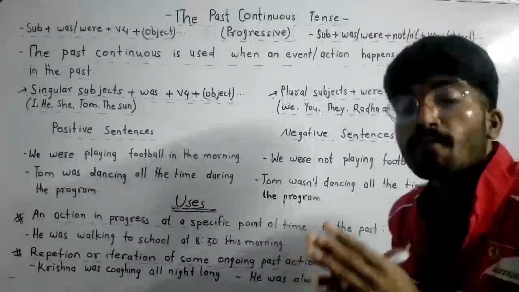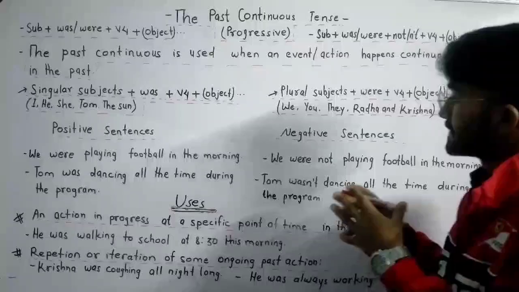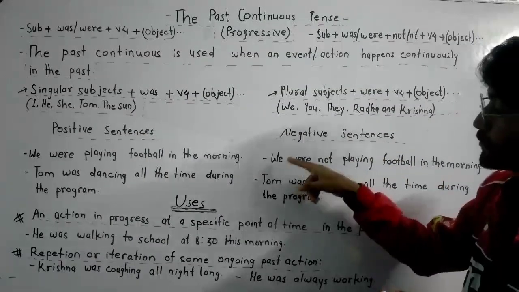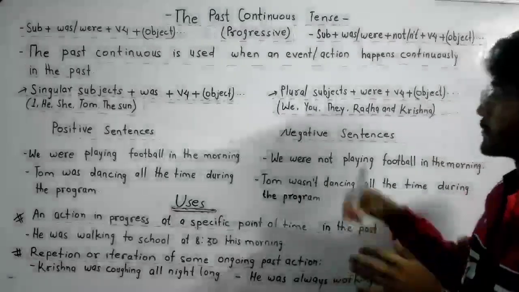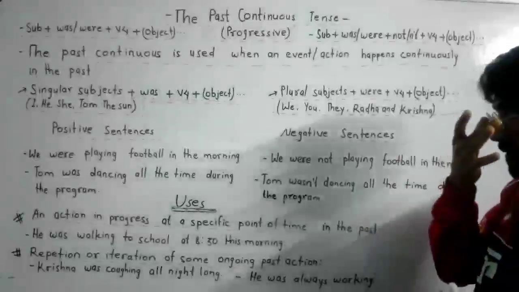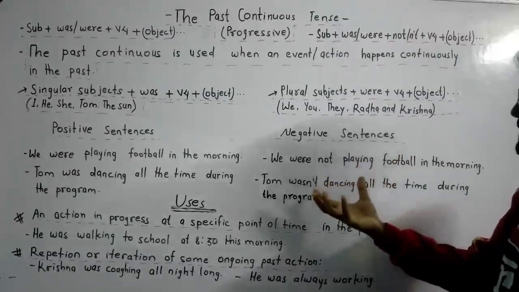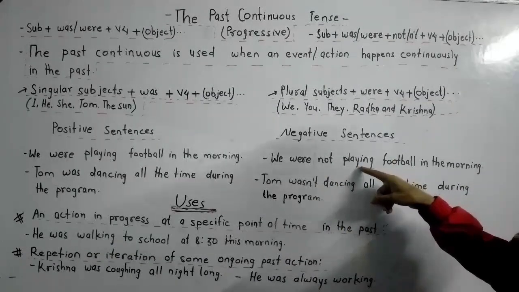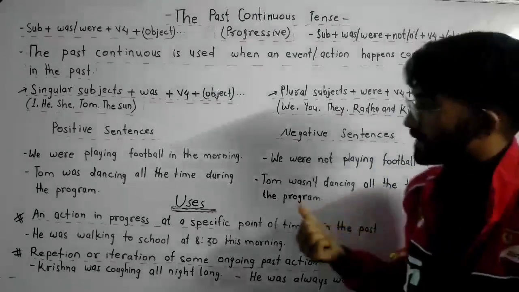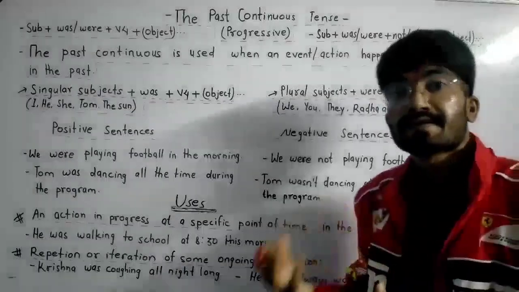While changing a positive sentence into a negative sentence, see, this is how we change. See, negative sentences: we, a plural subject, and then were. With a plural subject we use this helping verb were, and then changing into negative we use not, then the verb playing, football is an object, then in the morning is a prepositional phrase. Other words can be there while making sentences.